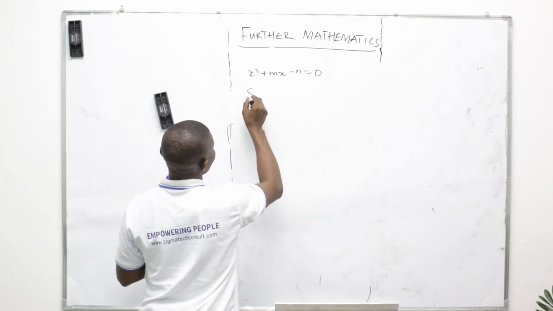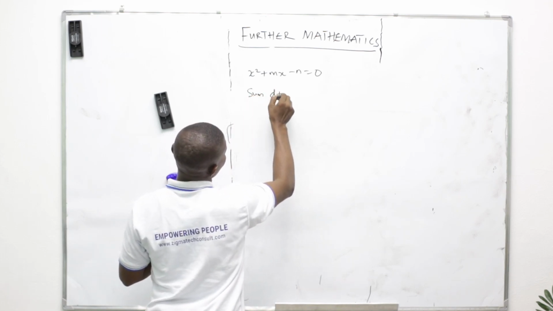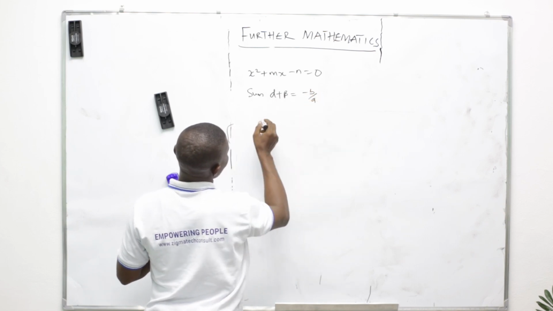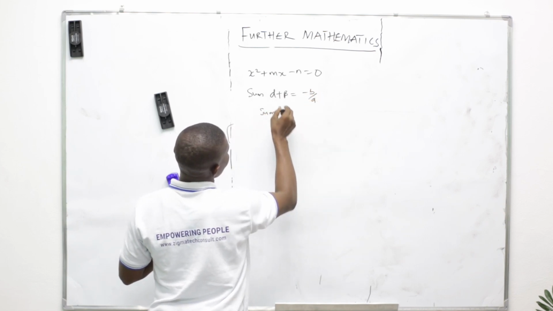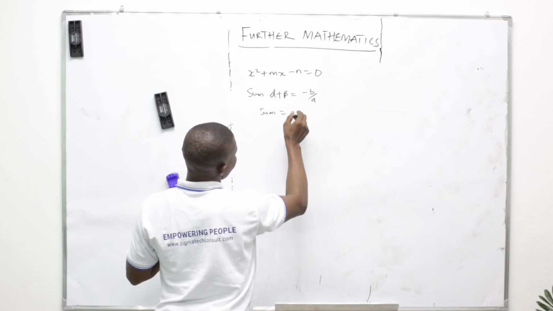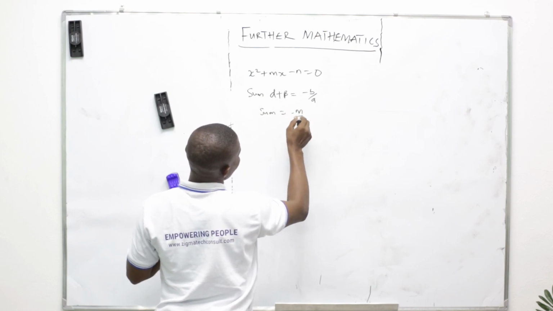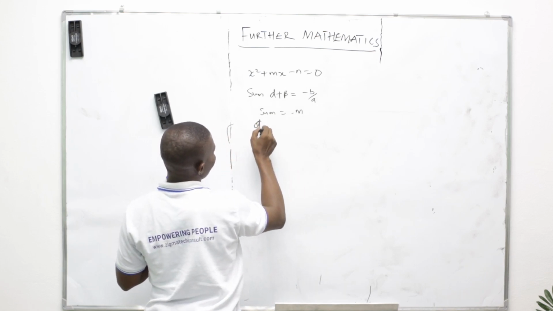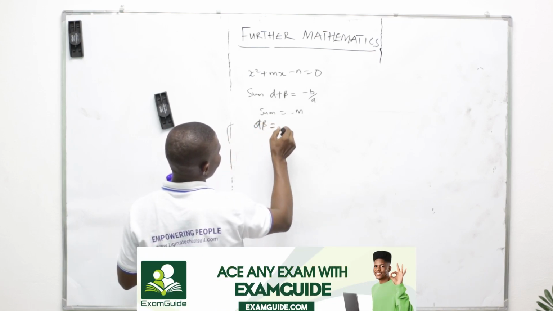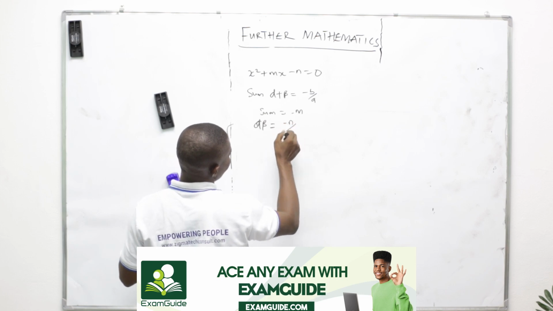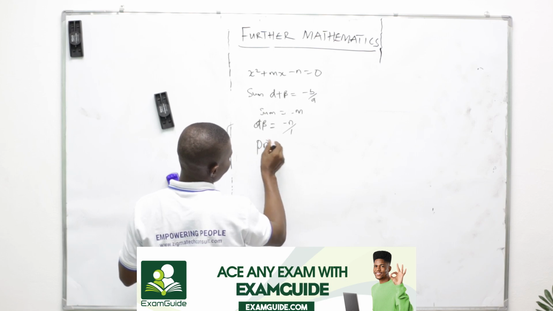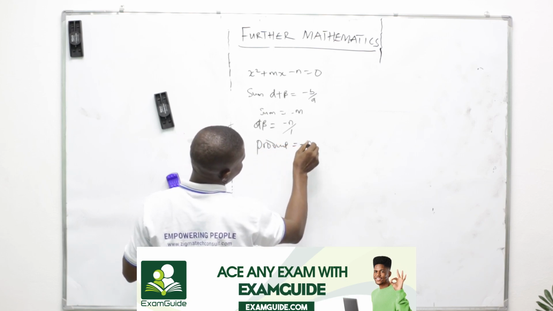Okay, sum alpha plus beta, recall, equals minus b all over a. So from here now, the sum in this equation is minus m all over 1, that's just minus m. Then product alpha beta equals c all over a. That is product equals minus n.